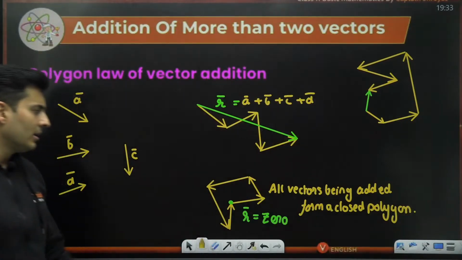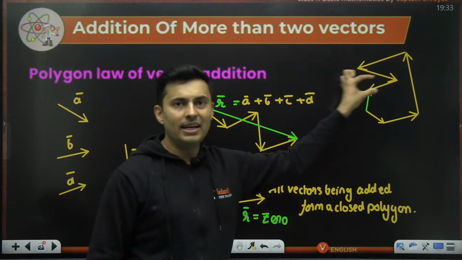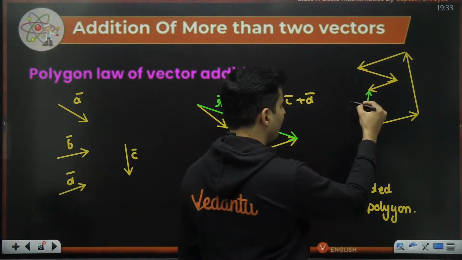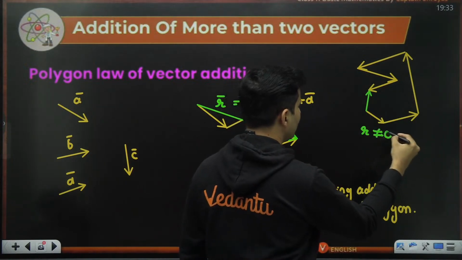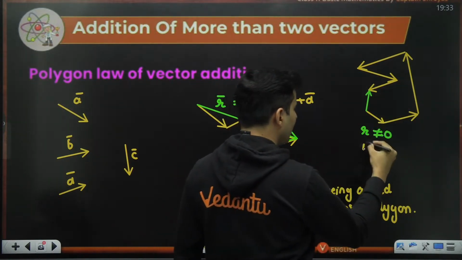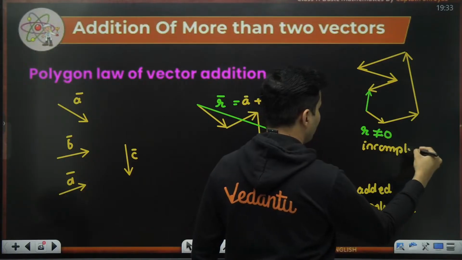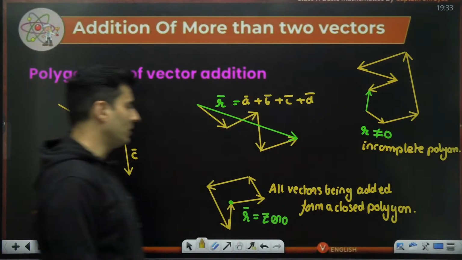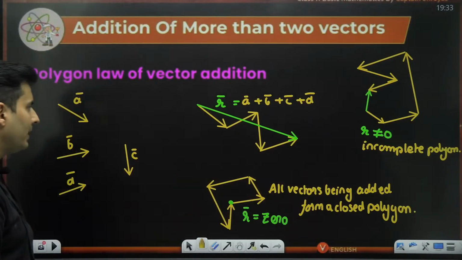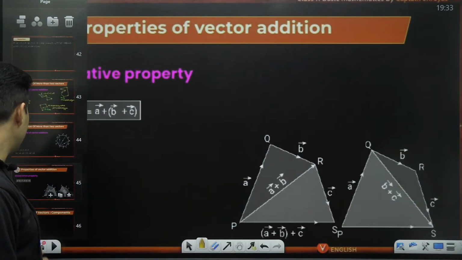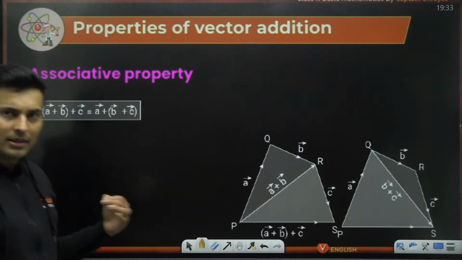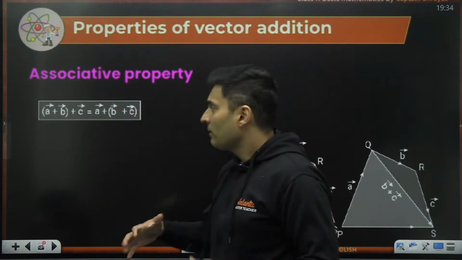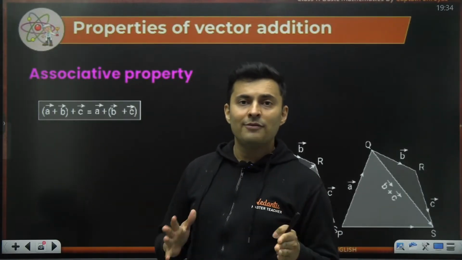Is this absolutely clear? But if there is a missing side, then the resultant is not 0. So this is definitely having a resultant which is not 0 because it was an incomplete polygon. For an incomplete polygon. For a complete polygon, the resultant will be 0. Clear, guys?